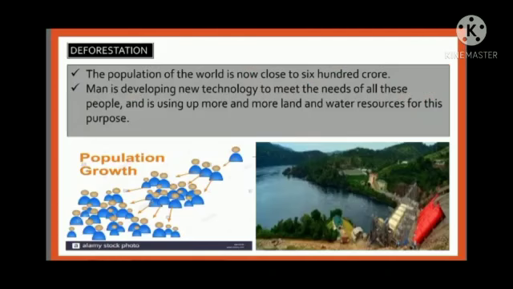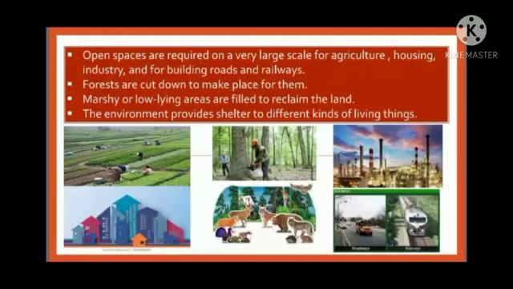Deforestation. The population of the world is now close to 600 crore. Man is developing new technology to meet the needs of all these people and is using up more and more land and water resources for this purpose. Open spaces are required on a very large scale for agriculture, housing, industry and for building roads and railways. Forests are cut down to make place for them. Marshy or low-lying areas are filled to reclaim the land.